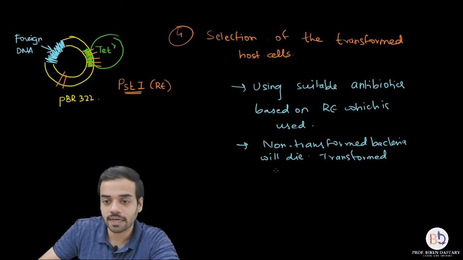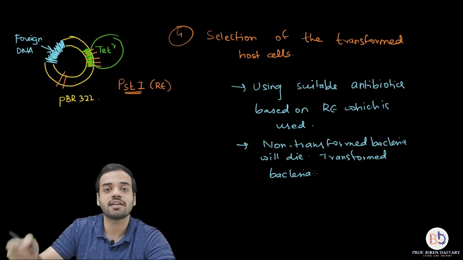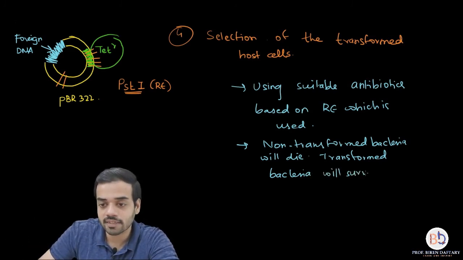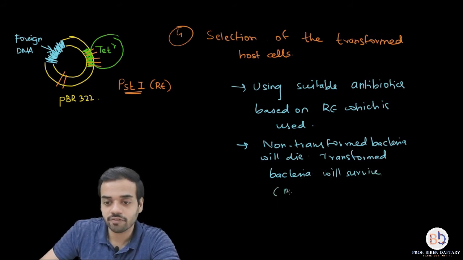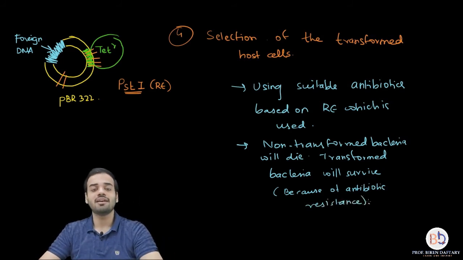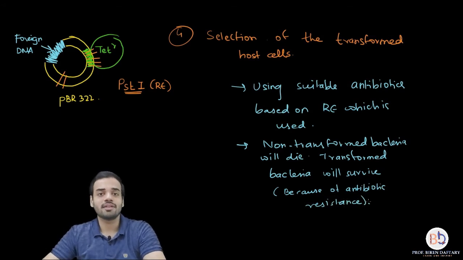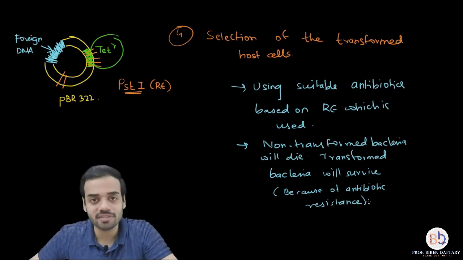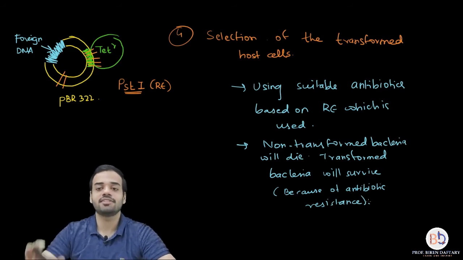What are transformed bacteria? Transformed bacteria are the ones having the vector and the required gene, or they are having the recombinant DNA. Okay, why will the transformed bacteria survive? They will survive because of antibiotic resistance. Now this has not been explained properly in the book. In the book they have given that you put ampicillin, but ampicillin resistance has been lost, so they will die. It has not been explained, so I hope this is clear. Okay, so that is selection of the transformed host cell.